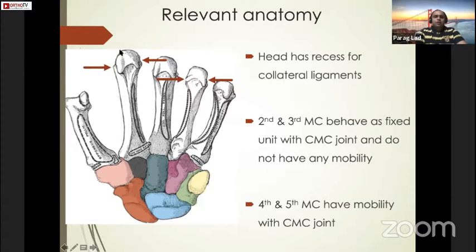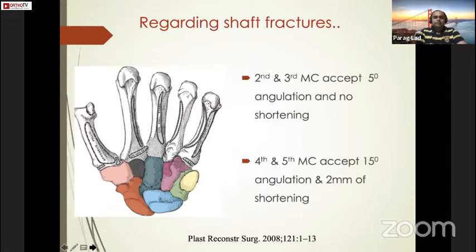On the head of the metacarpal, there are recesses on either side. They give attachment to the collateral ligaments. Because of this pertinent anatomy, the second and third metacarpals accept 5 degrees of angulation and no shortening, and in fourth and fifth metacarpal shaft fractures, they accept 15 degrees of angulation and 2 millimeters of shortening. If the shortening and angulation are more, the grip strength of the hand is certainly weakened.